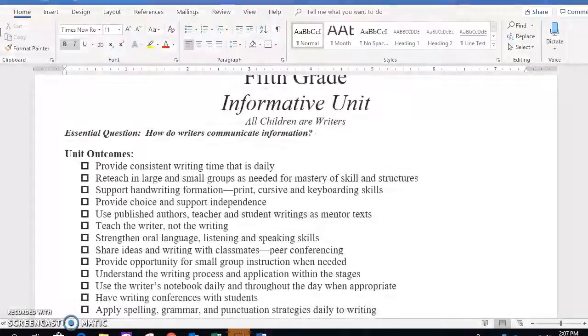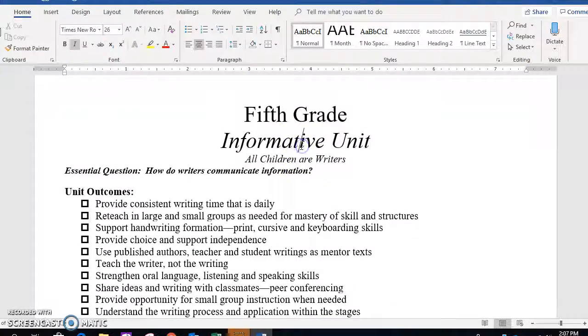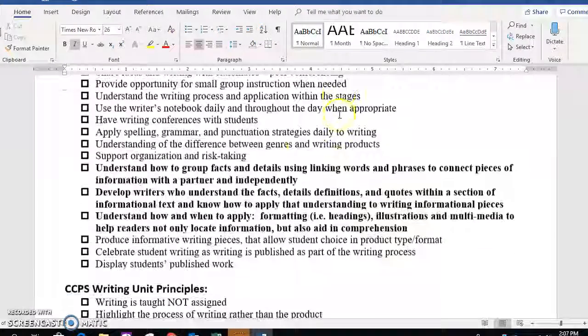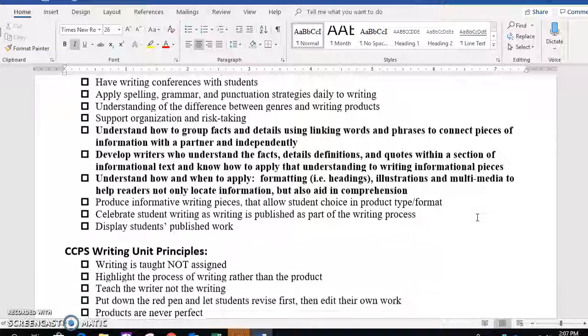The second document that I want to show you is the actual informative unit. So there are some changes on the front cover. We've highlighted some of the standards in that document. We're focusing on students understanding how to use facts, details, definitions, quotes within a section of informational text and to know how to apply that understanding to writing informational pieces. So that's really where we're focusing this time.